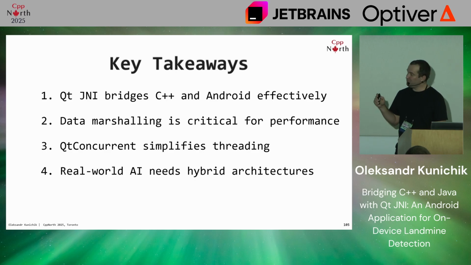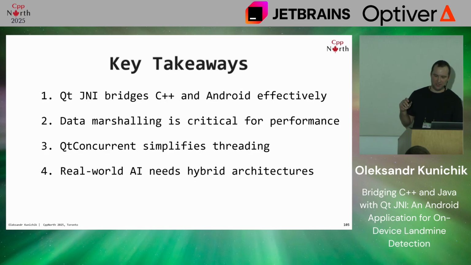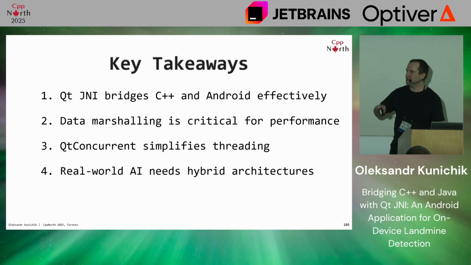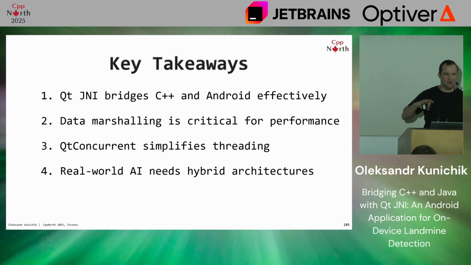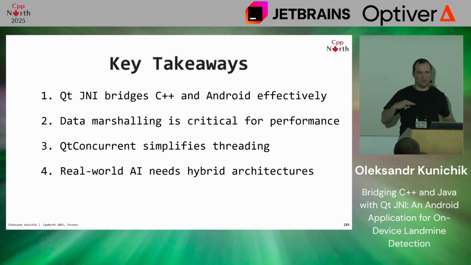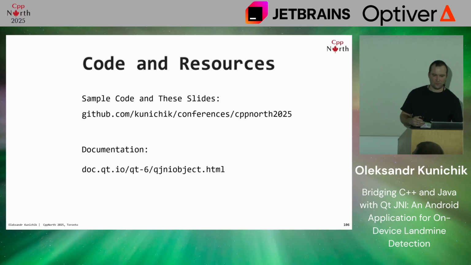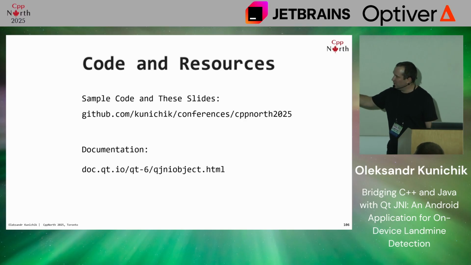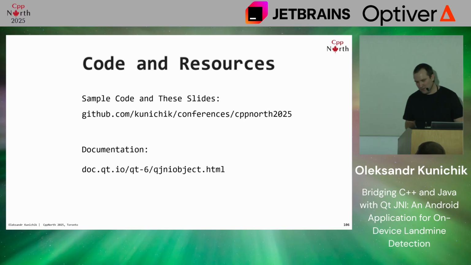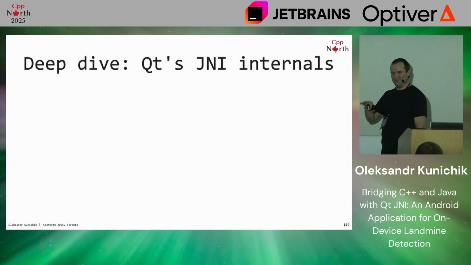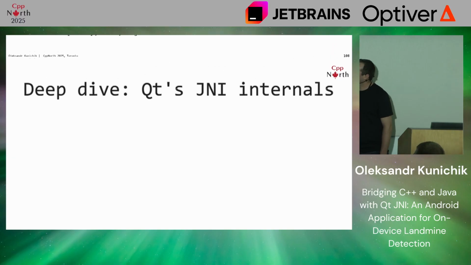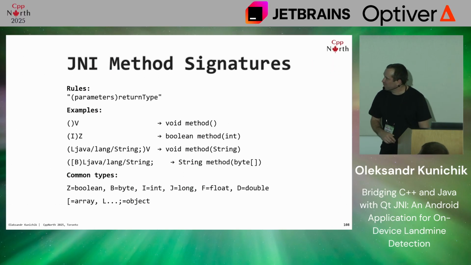And finally, real-world AI often needs a hybrid architecture. Pure C++ really works, or pure Java really works, but we can combine them. All the code will be accessible on GitHub, but as we have a little bit of time, I can show you some bonuses.